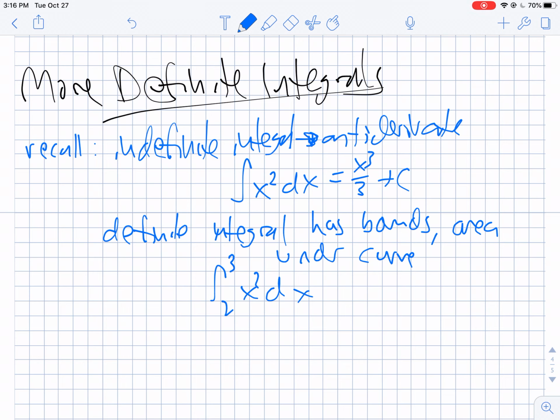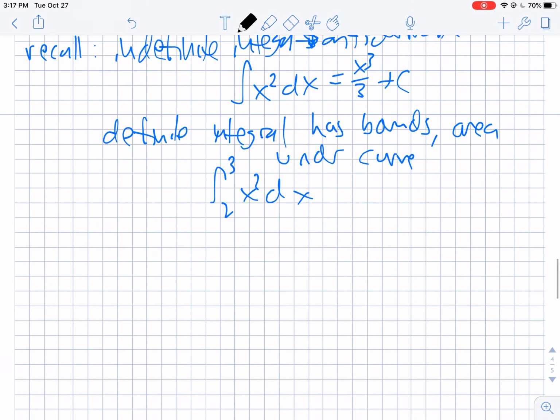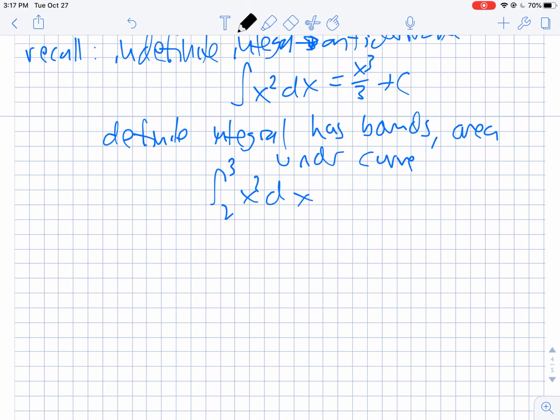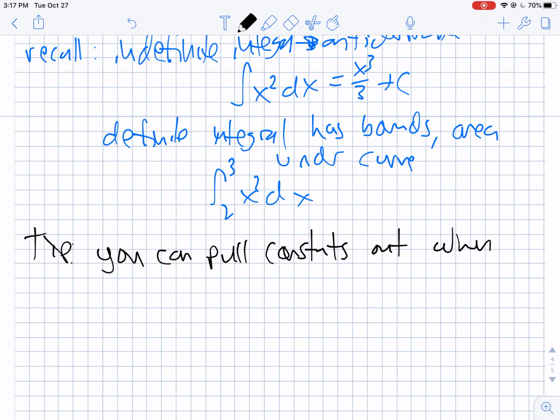All right, so I want to give you some tips and tricks and show you how to start some new problems today. Here's a tip: you can pull constants out in front when you plug in. So here's what I mean by this.